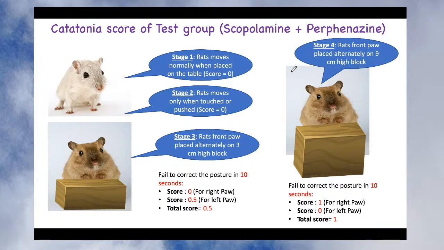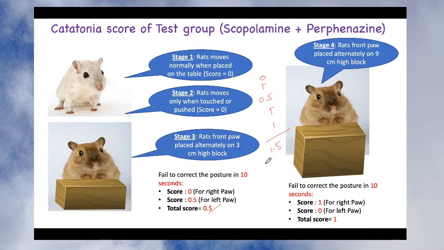So when you have given the drug scopolamine, and after that the perphenazine, the total score observed was: in stages 1 and 2 it was 0, okay, plus in stage 3 you got a total score of 0.5. So how much score is it coming to? It is coming to 0.5, okay, and in stage 4 when you see the score, you got a score of only 1, okay. So how much is the total score? The total score after administration of scopolamine is 1.5.